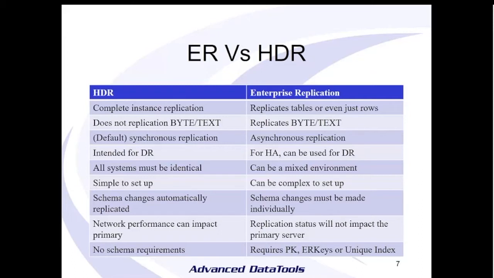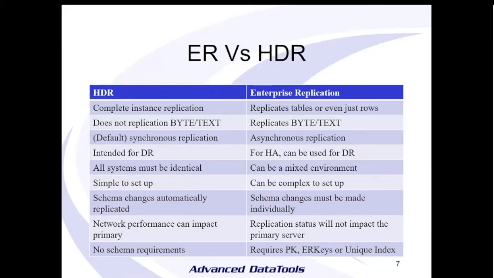You can have a mixed environment, both in terms of Informix version and hardware. However, it can be complex to set up. HDR is basically take system A, clone it to system B, run 3 commands and you're running it. With enterprise replication, you have to consider the configuration of Informix, you have to consider the SQL host, you have to consider your schema. There's a fair amount to consider.